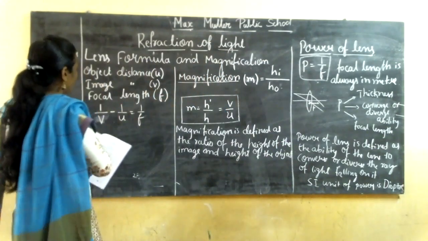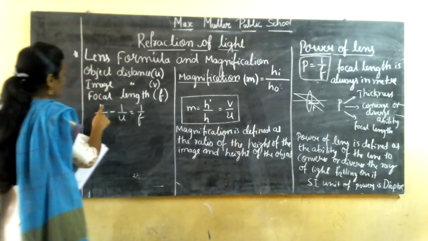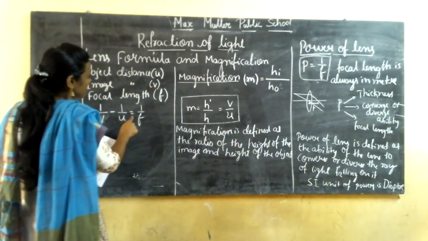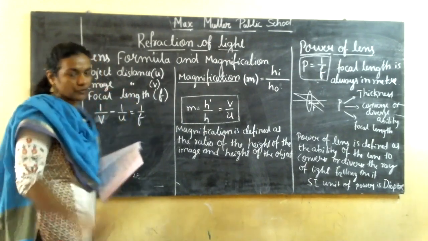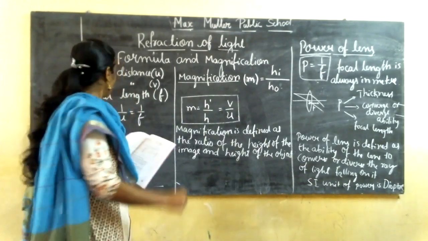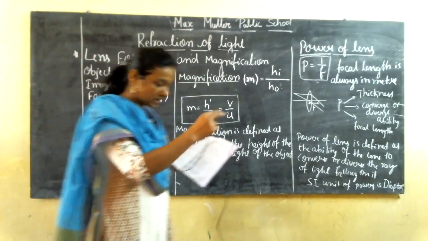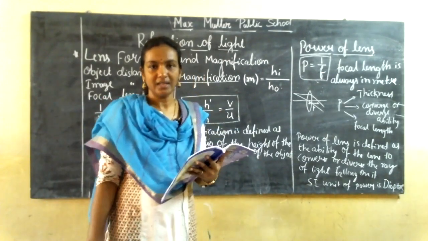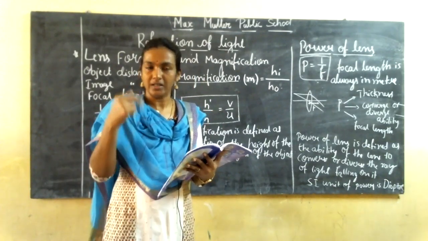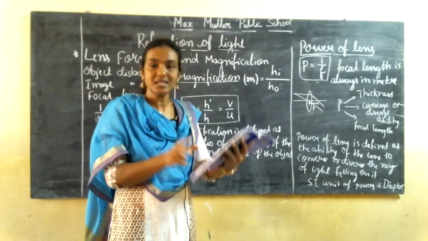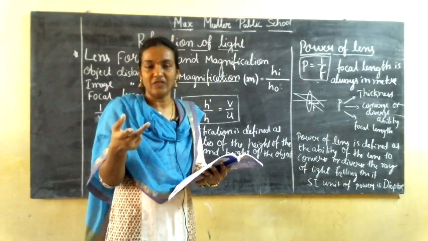In the lens formula, the formula is 1 by V minus 1 by U is equal to 1 by F. Why have you taken it as a ratio here? To compare, right? When you take a ratio, only then are you able to say how much the image is magnified.